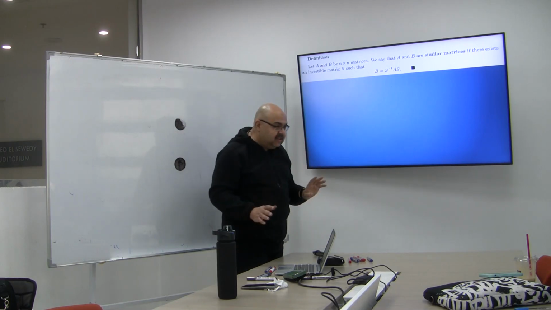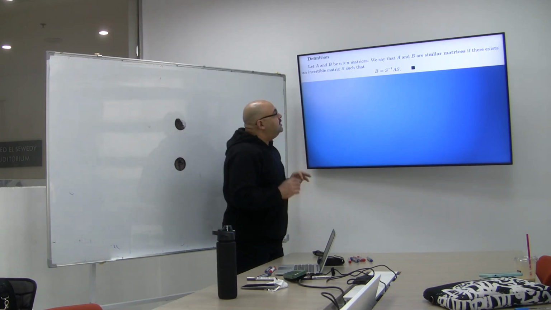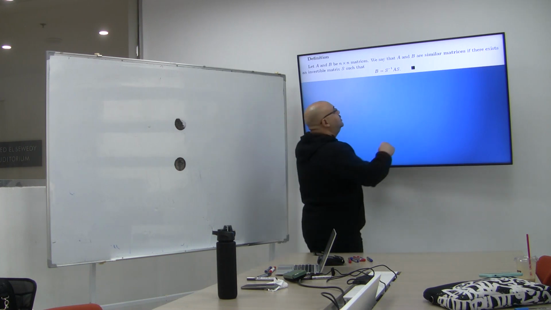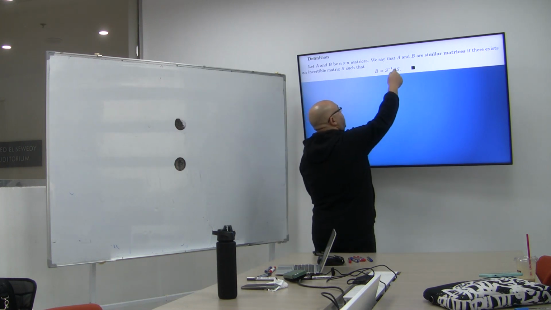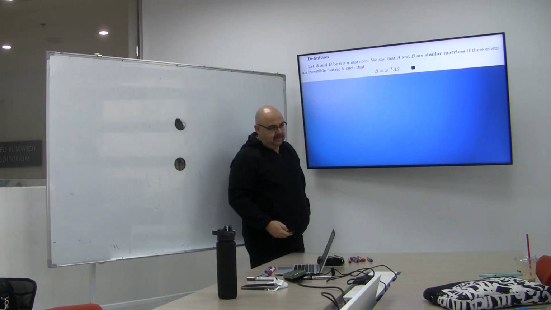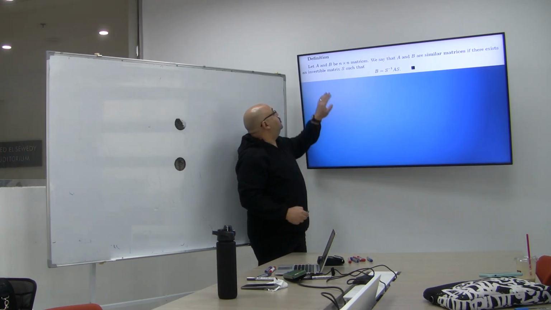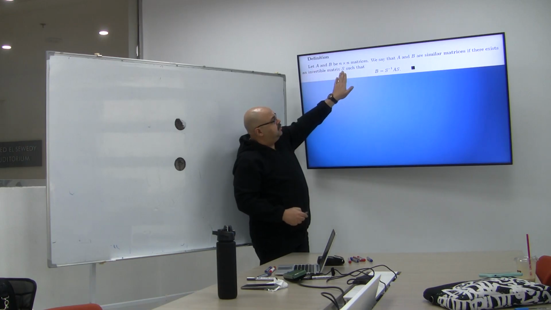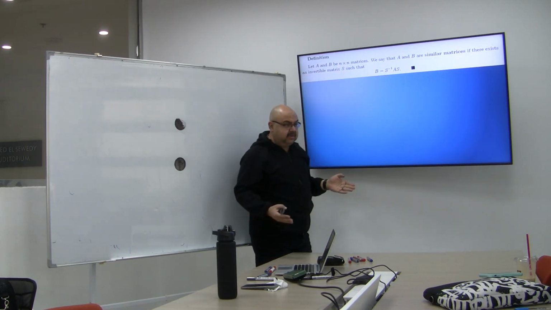Okay, all of this is for the sake of getting similar matrices. So instead of dealing with an A matrix, I can deal with a diagonal matrix where the elements on the principal diagonal are the eigenvalues. Okay? This could happen. So let A and B be n by n matrices.